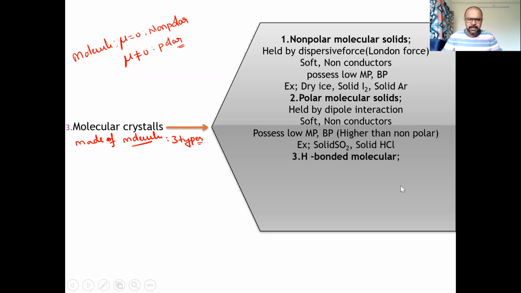The other category is hydrogen bonded molecular solids. Hydrogen bonded molecular solids are also polar molecules for sure. If a hydrogen bond has to be developed between two molecules, the molecule must be basically polar. Then you people have to tell me under what circumstances you develop a hydrogen bond between molecules in substances. Hydrogen bond.